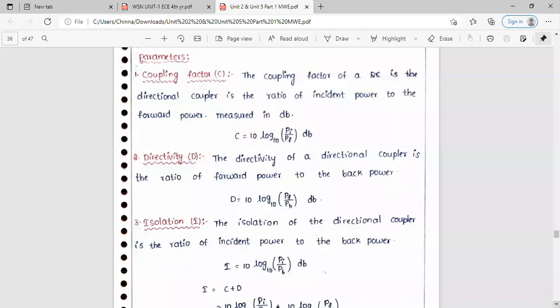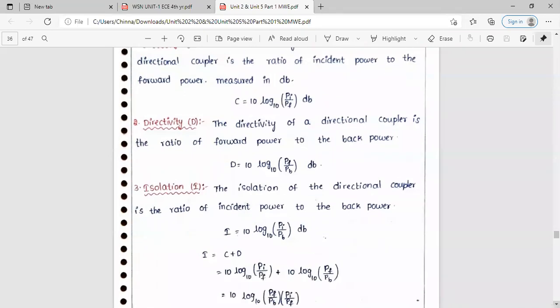It is represented as capital C, and C is equal to 10 log base 10 of incident power by forwarded power, which is measured in dB. Power will always be measured in dB only. So this coupling factor is defined as the ratio of the incident power to the forwarded power. Where does the forwarded power come from? We go from port 1 to port 3. Remember the coupling factor. That is the forwarded power.